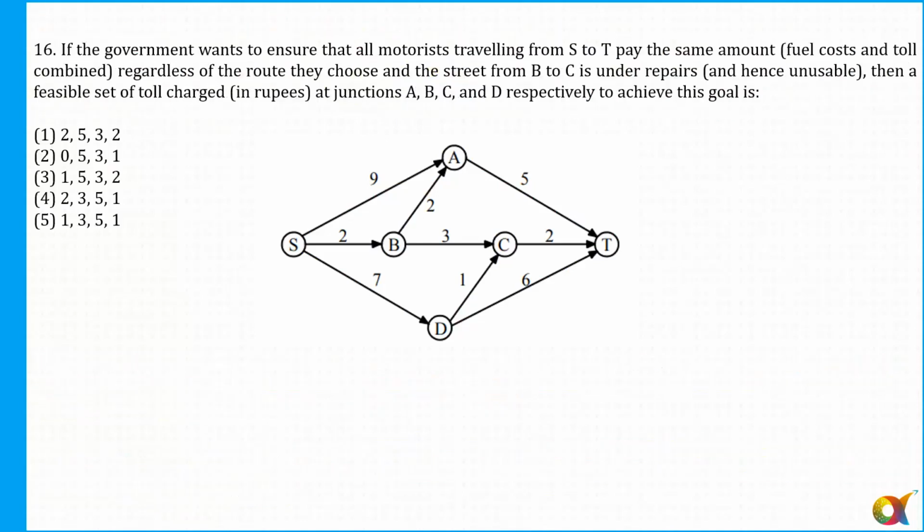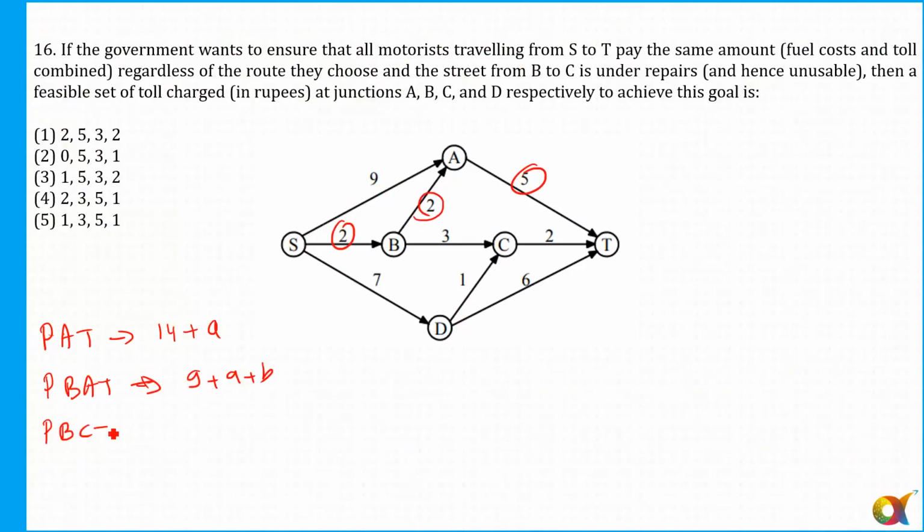Okay, now let's start with the question. How many different routes are there? One of the routes is SAT, and for this route the charge is equal to 9 plus 5, that is 14, plus the toll charge A. Then the other route is SABT, and in this the charge is 2 plus 2, that is 4, and 4 plus 5 is equal to 9. And there are two tolls, so 9 plus A plus B.